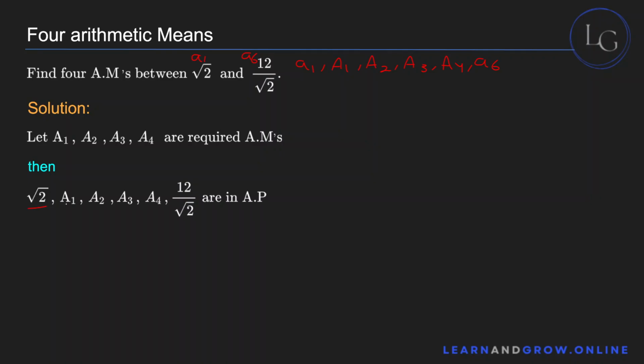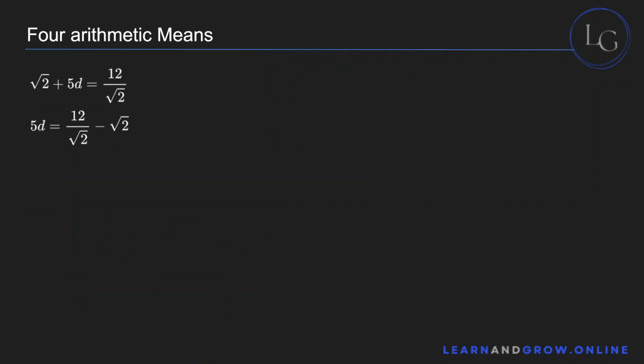We've been given these two terms: √2 is equal to a1, and a6 is 12 over √2. When we apply the formula, an is equal to a1 plus (n minus 1) times the common difference d, we have to find the common difference. So when you plug in the values and do all the calculations, we get that the value of d, the common difference, is √2. Sorry, it is √2.